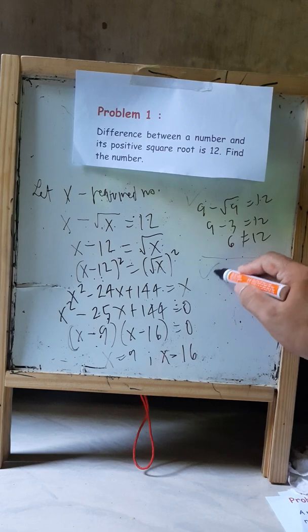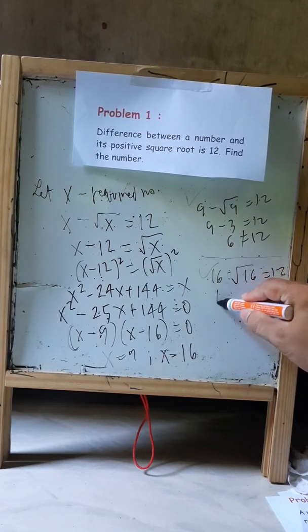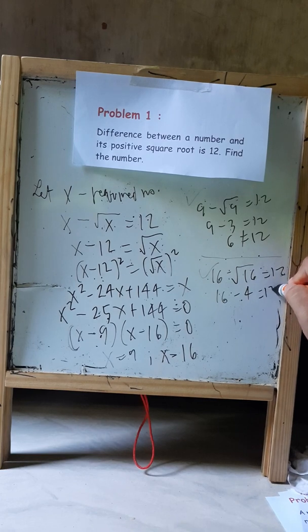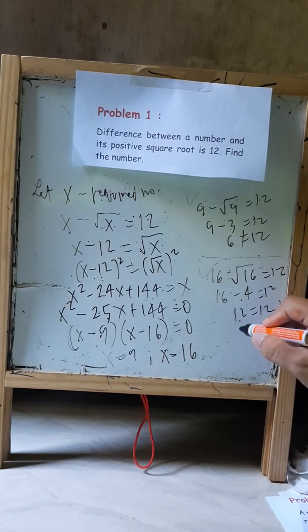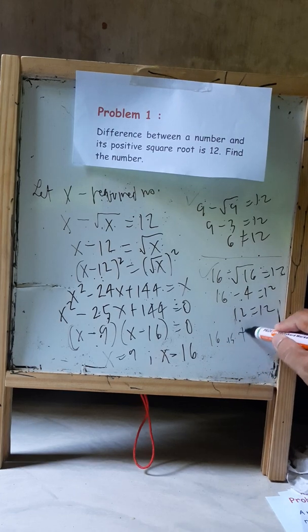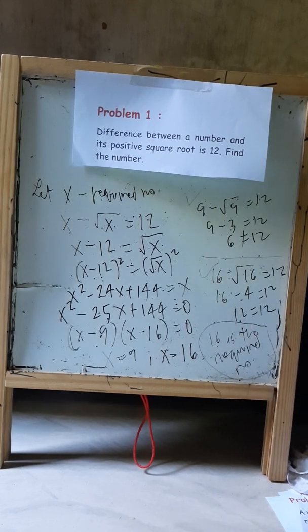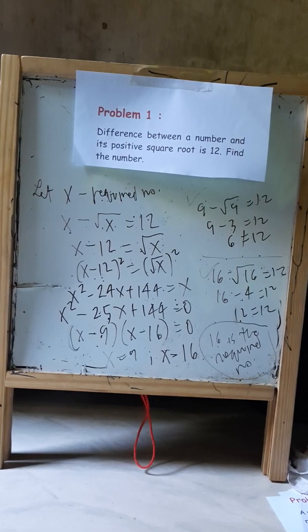How about for 16? 16 minus the square root of 16, is it equal to 12? 16 minus 4 equals 12. 12 equals 12. So, correct. So 16 is the required number. 16 is the required number for problem number 1. Let's proceed to number 2.